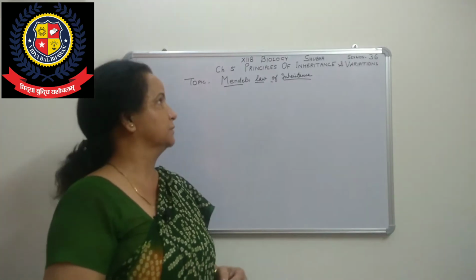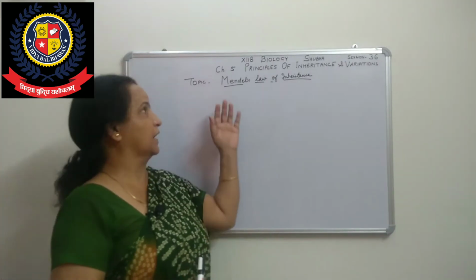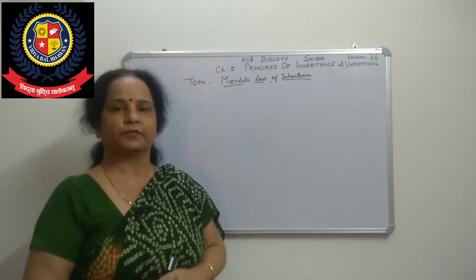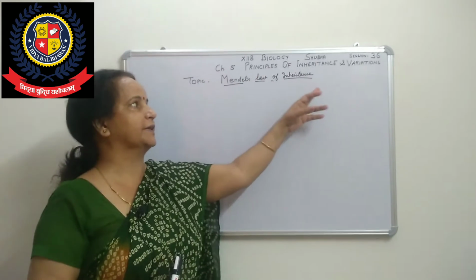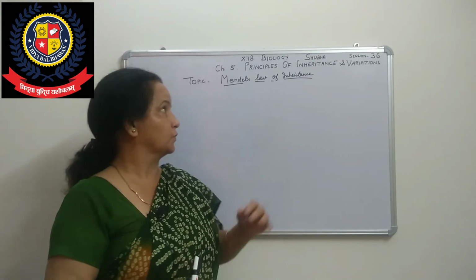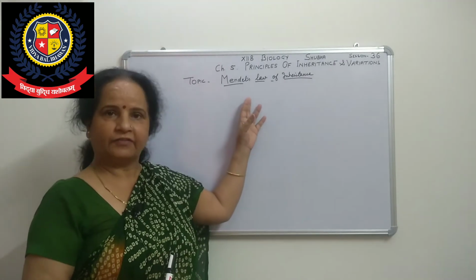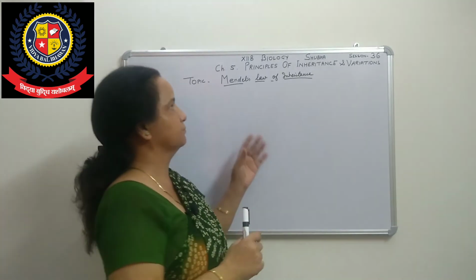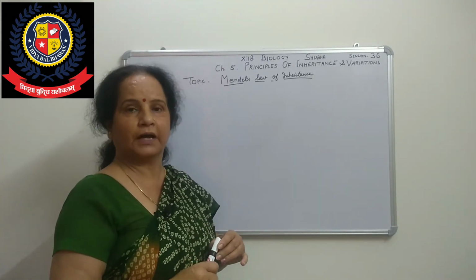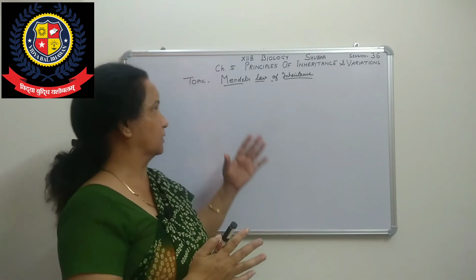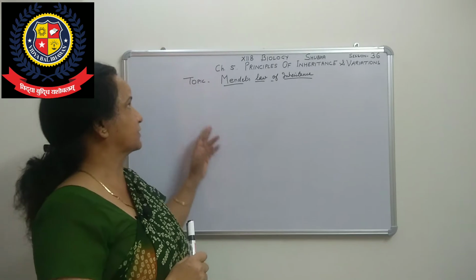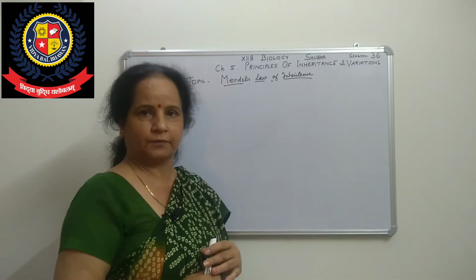Hi everyone, as you know, we are in continuation of chapter 5, Principles of Inheritance and Variations. In the last class, we talked about Mendel's experiment, in which plant he worked, and why his work was not recognized. Now today we will discuss Mendel's laws of inheritance.